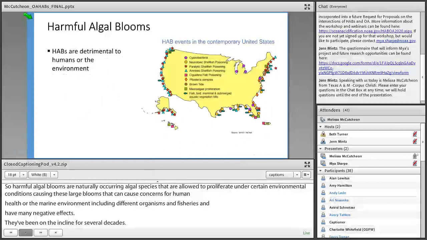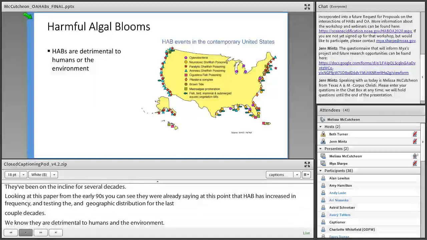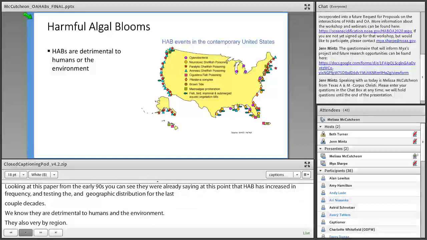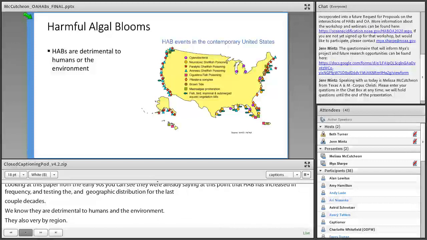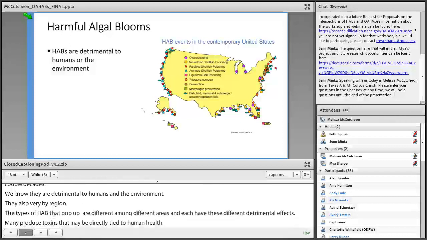And so, we know that they're detrimental to humans or the environment. They also vary by region, and so the types of HABs that tend to pop up are different among different areas, and each have these different detrimental effects. Many produce toxins that may either be directly tied to human health concerns or may be toxic to fishes, birds, or marine mammals. But they don't necessarily have to produce toxins to be harmful. Sometimes just their dense growth can lead to problems like hypoxia and anoxia and subsequent marine die-off.